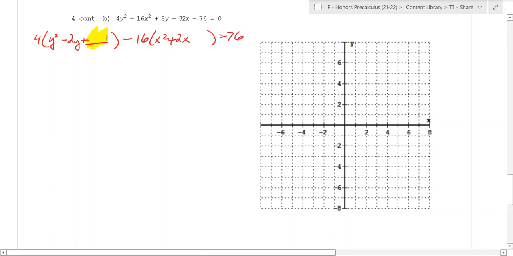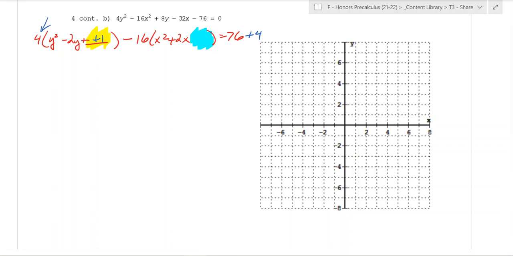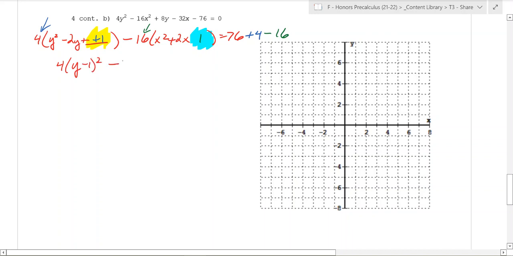So what are we going to add here? Well, we're going to add negative 2 over 2 squared, so we're just going to add 1. But if we add 1 here, we have the 4 on the outside, so we have to add 4. And then over here, in this blue space right here, we're going to need to add 1 again, 2 over 2 squared, but it's negative 16, so we're going to have to do minus 16. So when we do this out, we end up with 4 times (y minus 1) squared minus 16 times (x plus 1) squared is equal to 64.